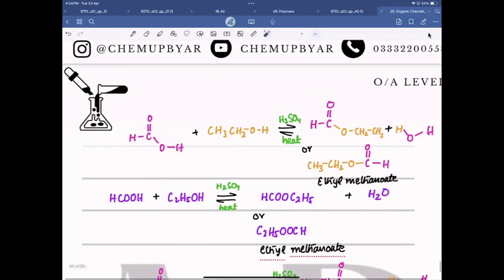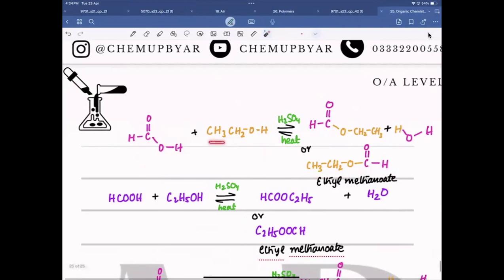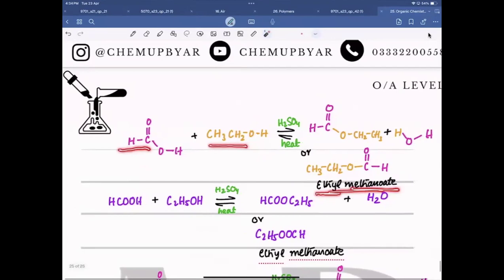Okay. As the alcohol is ethanol, due to the alcohol it's going to be ethyl, and the carboxylic acid is methanoic acid, so it's methanoate. So its name would be ethyl methanoate.